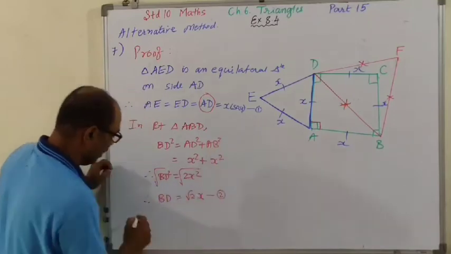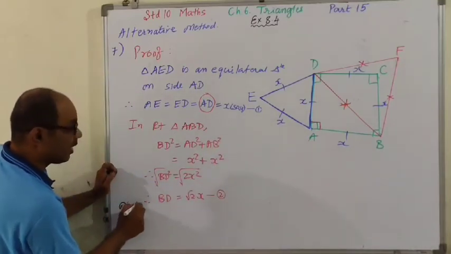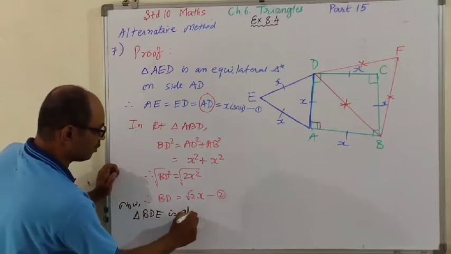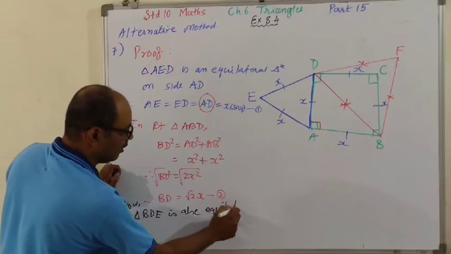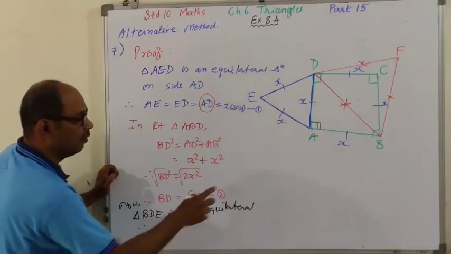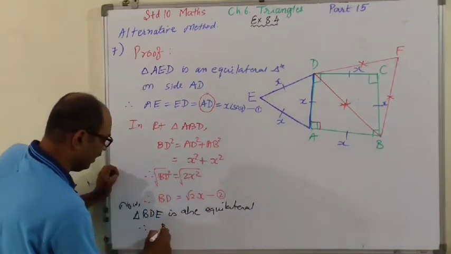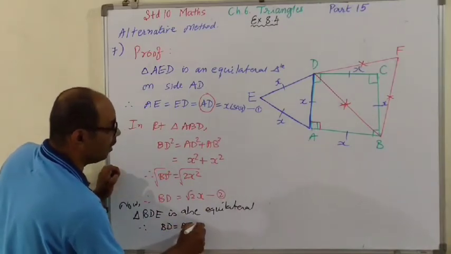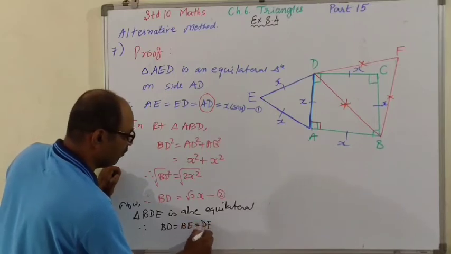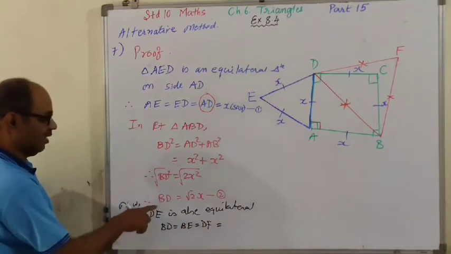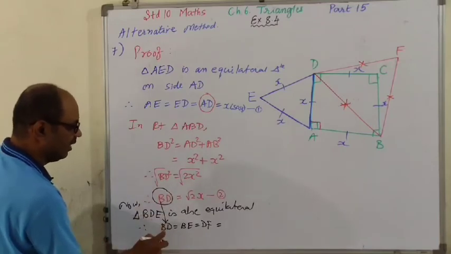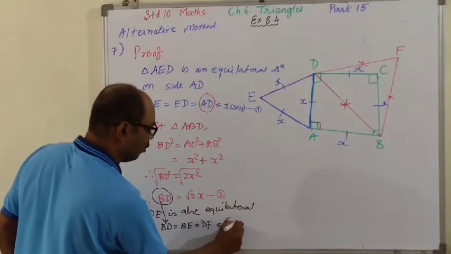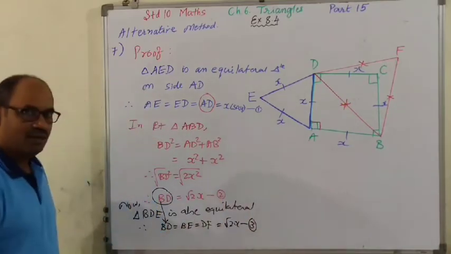Now, the red triangle BDF is also equilateral. Therefore, BD is equal to BF is equal to DF. Children, here BD is there, correct? If BD is equal to √2x, then BF and DF also will be √2x. Result number 3.